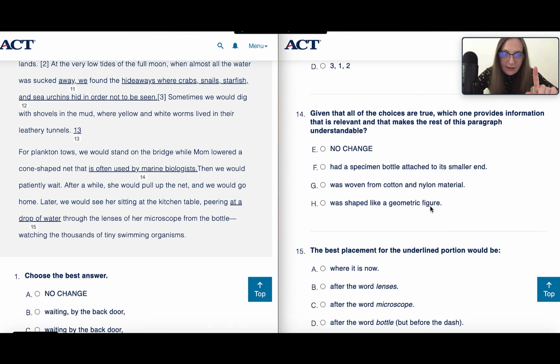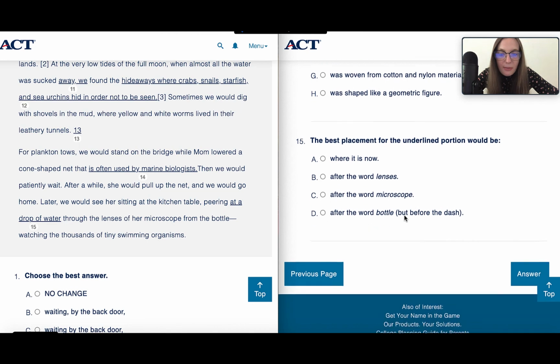I want to point something out though. If you look later in the paragraph, it says from the bottle. So calling it the bottle wouldn't make sense unless at a previous point in the paragraph we've mentioned the kind of bottle that we're talking about. So it then has to be choice F as the best answer to make the rest of the paragraph understandable, because otherwise where did the bottle come from?